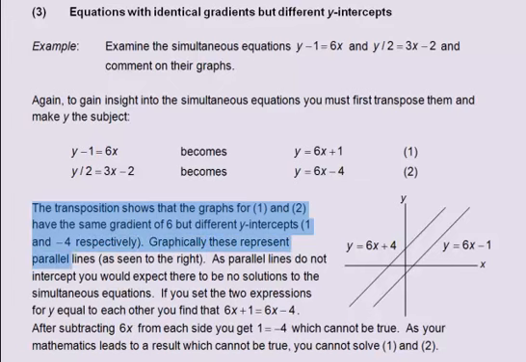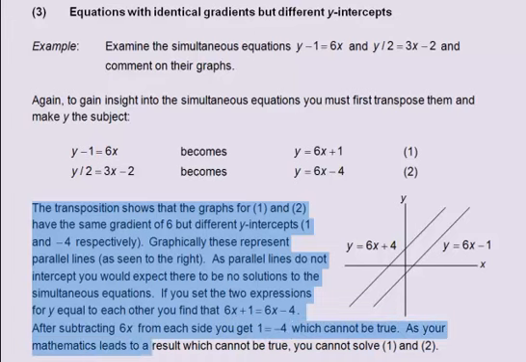Graphically, these represent parallel lines, as seen to the right. As parallel lines do not intersect, you would expect there to be no solutions to the simultaneous equations. If you set the two expressions for y equal to each other, you find that 6x plus 1 equals 6x minus 4. After subtracting 6x from each side, you get 1 equals minus 4, which cannot be true.